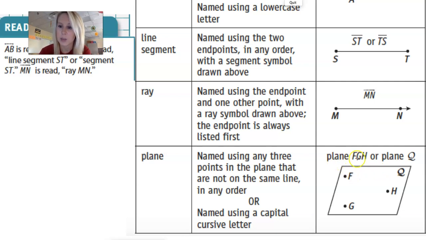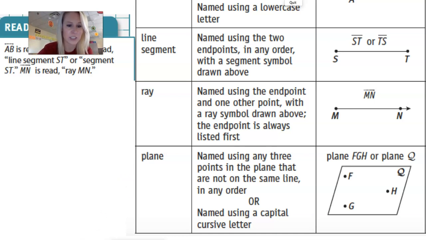So I could name this plane FGH or any other order. So if you wanted to say HGF, you could. If you wanted to say GHF, you could. Or I could just say plane with a cursive Q uppercase letter. All right, so that is how you name planes, rays, line segments, lines, and points.